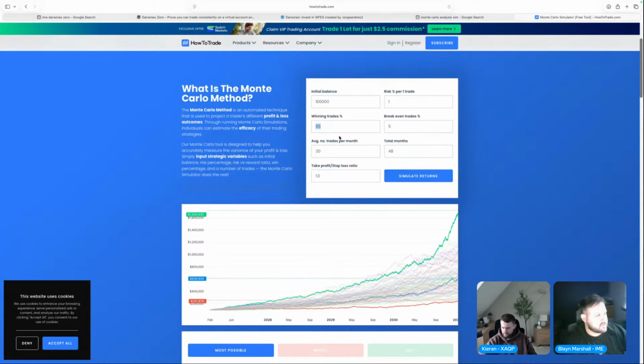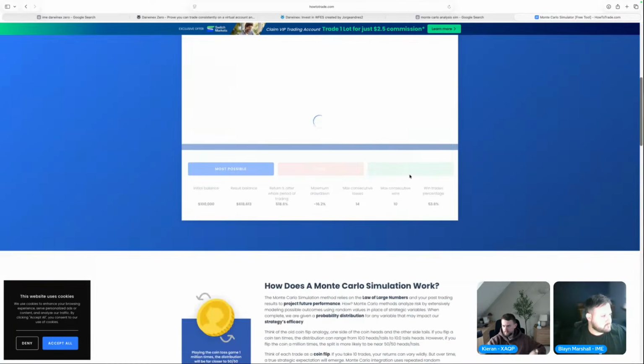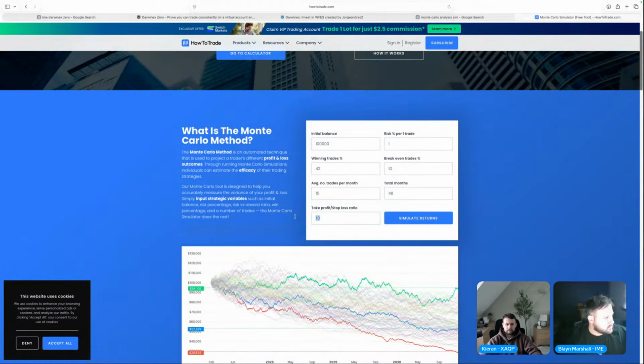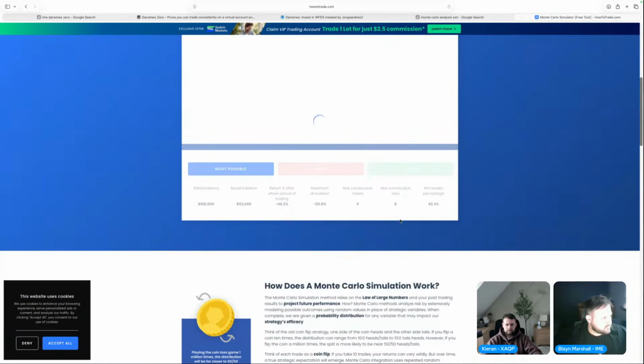What a decent strike rate for me was 40%, because that's roughly, I think I was like 41, 42%. Break even trades were like 10%. And I would take about 15 trades a month. So I knew that, no. So it was 3-1, to be fair.